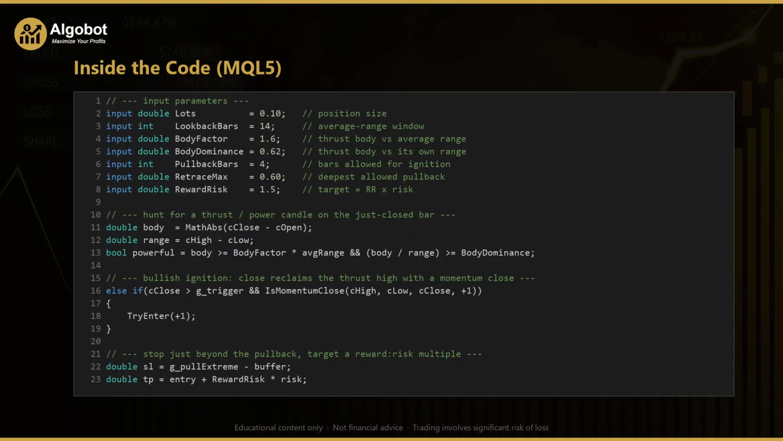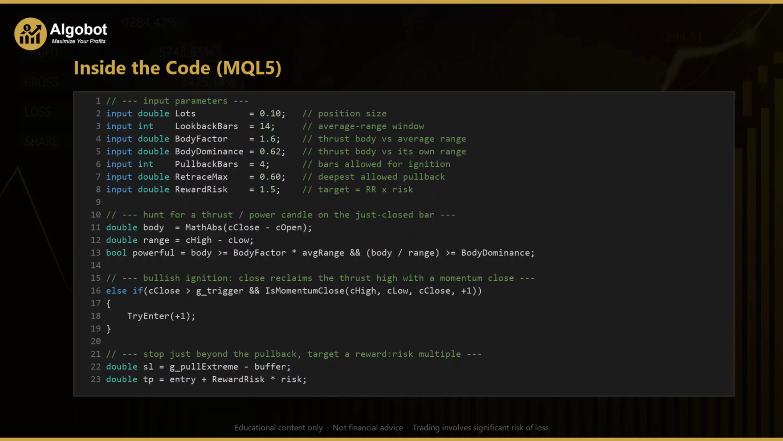Now the signal logic. The strategy measures body as the absolute distance from open to close, and range as the high minus the low. The Boolean named powerful combines both tests. The body must be at least BodyFactor times the average range, and the body divided by the range must clear BodyDominance. When that's true, a thrust is born. Once armed, the bullish ignition check fires when the close pushes above the stored trigger, the thrust high, and a momentum close confirms the candle closed in the leading 60% of its range.